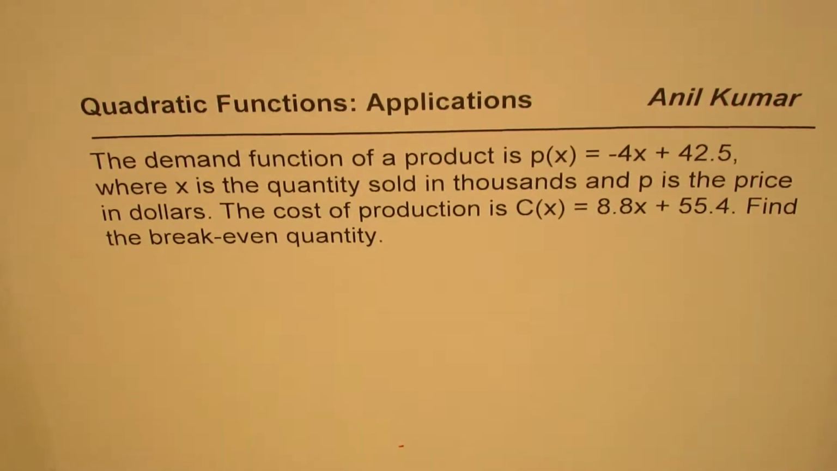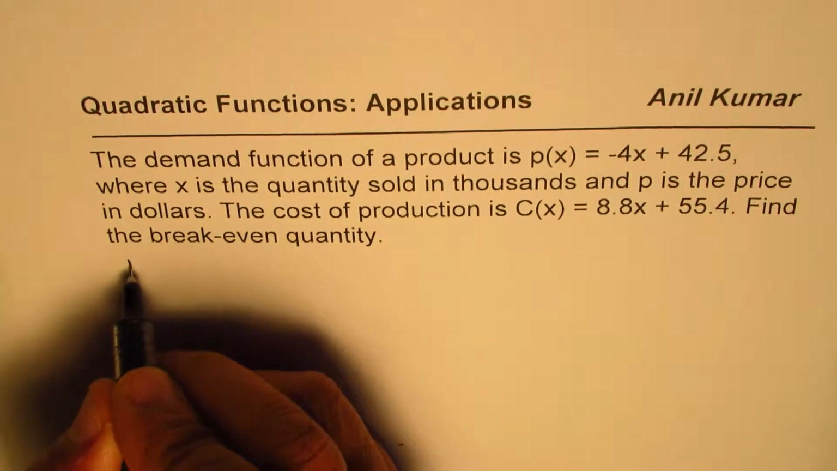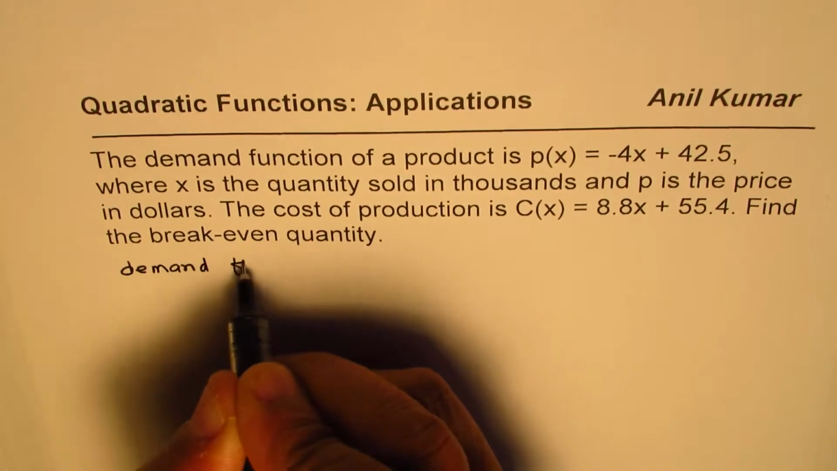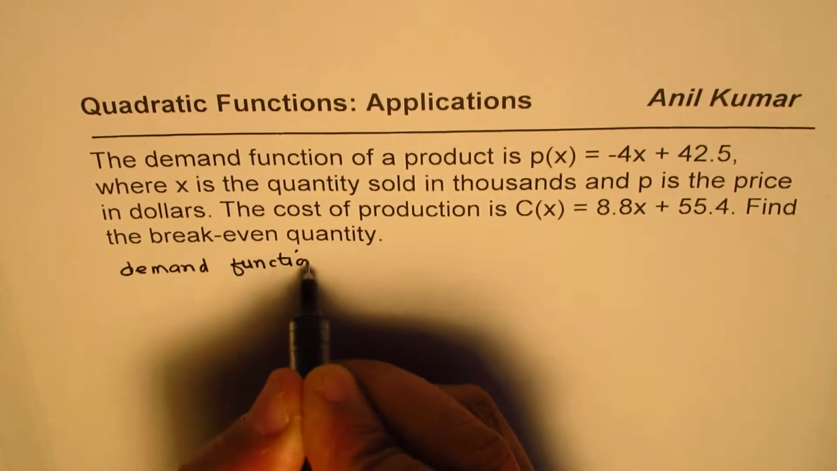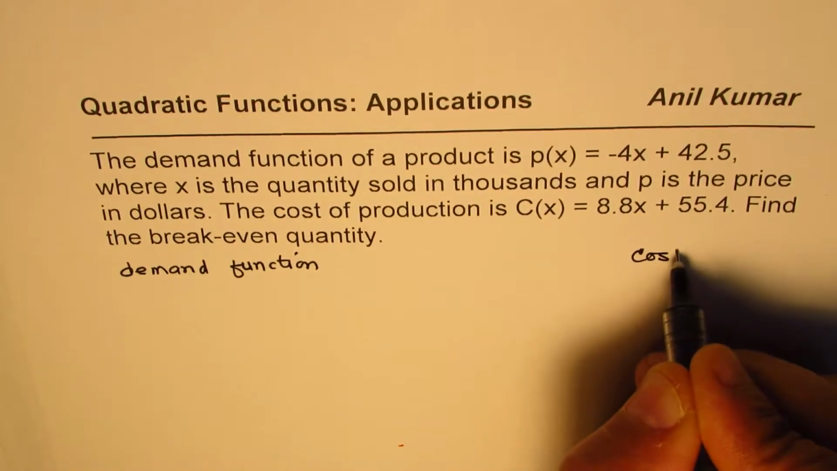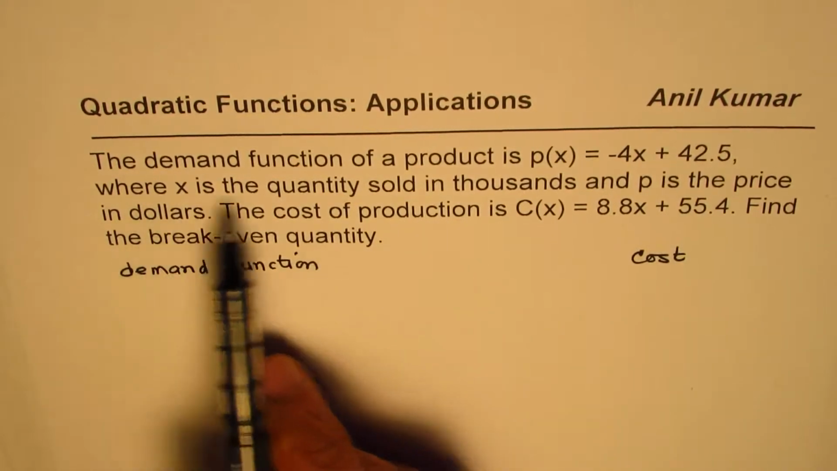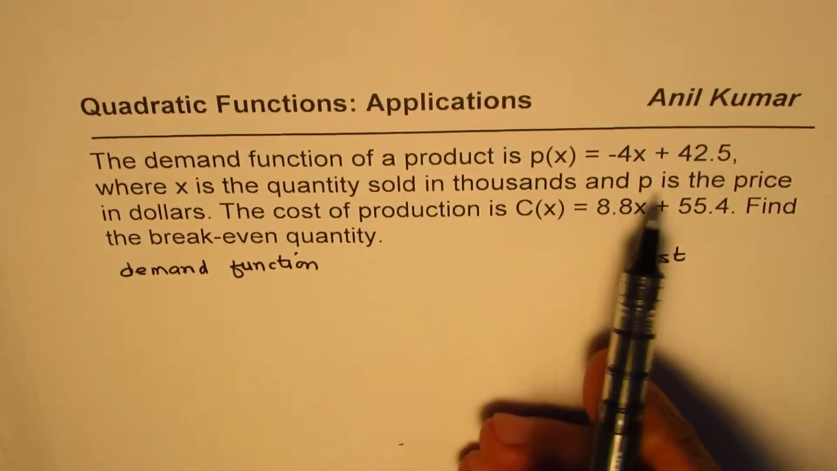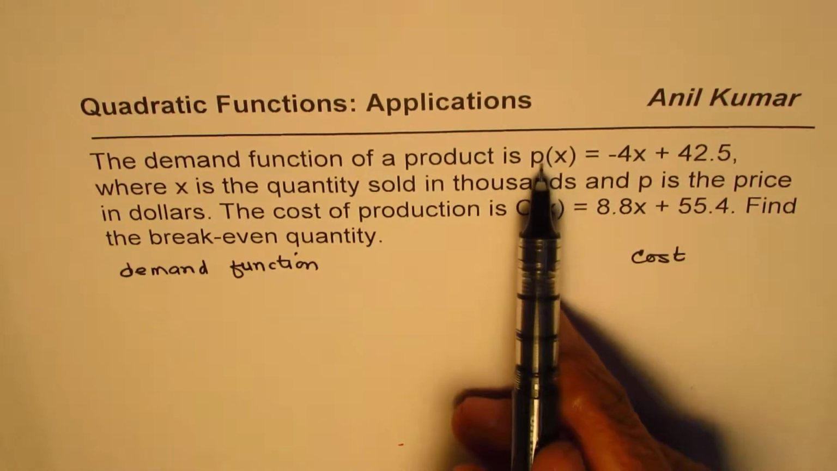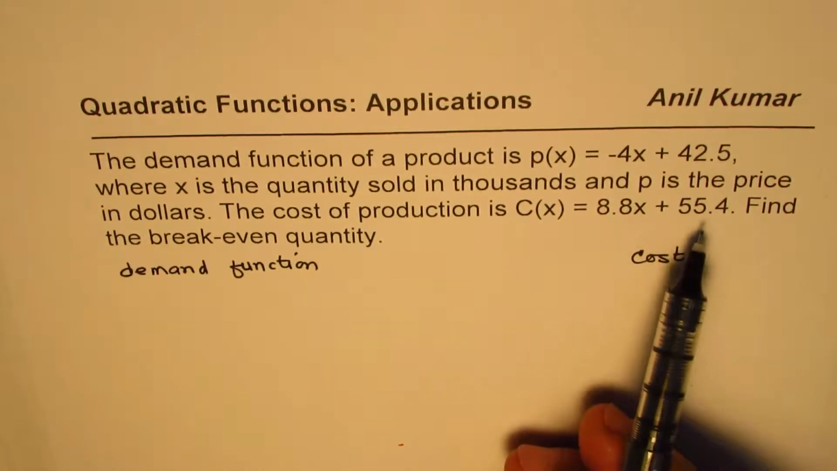Let us first understand a few terms here. We are given the demand function, right? We are given the cost. And what are we saying? We are saying x is the quantity sold in thousands and P is the price. So this demand function basically is the price, right? P is the price in dollars. The cost is given to us.